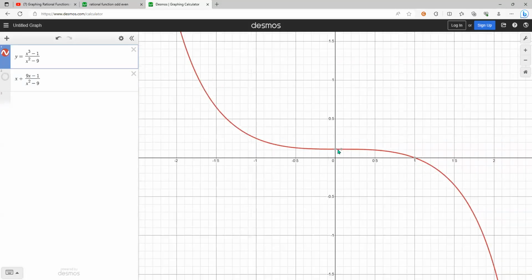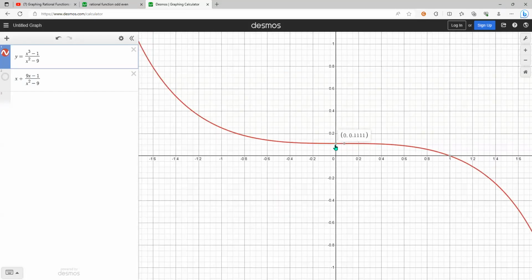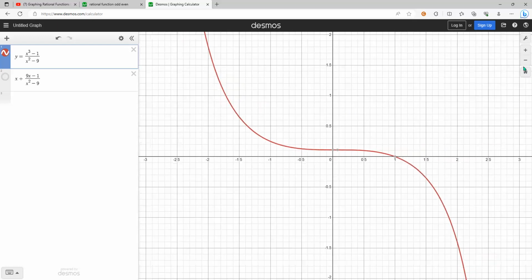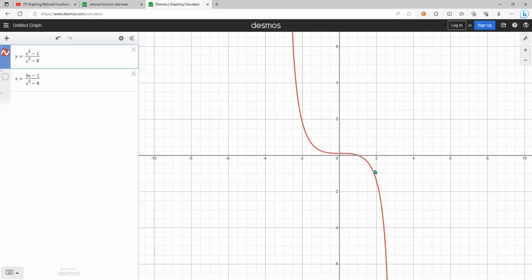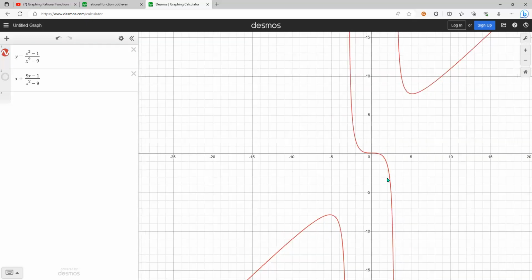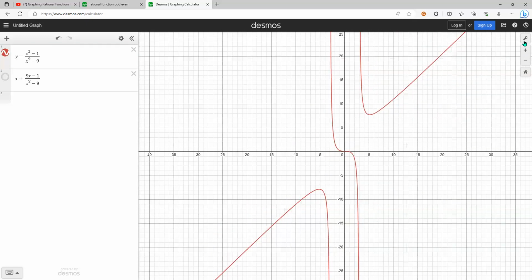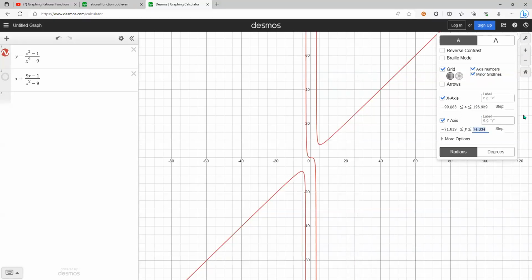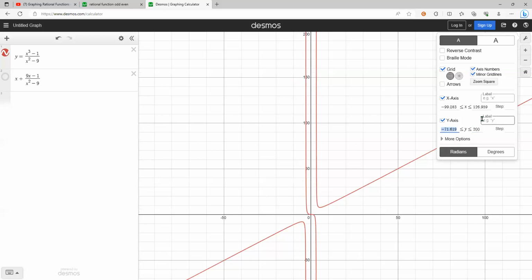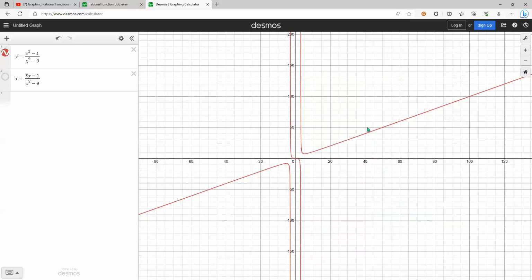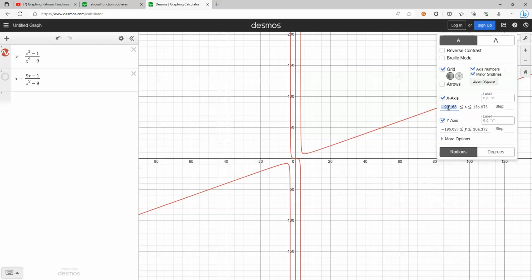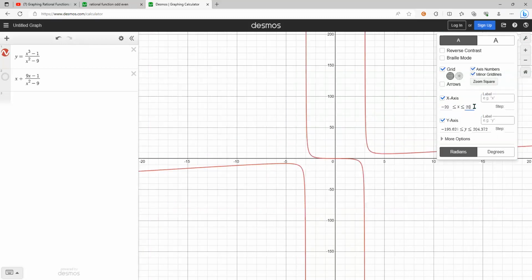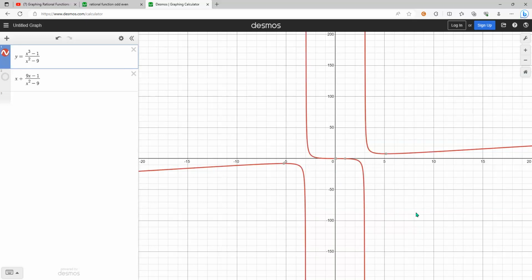Let me think. Oh, okay. I see. I made a mistake. This is how the graph actually looks. Can you see? Oh, not that simple. This one. Let me try and make it look a little bit nicer. Let's say I go from -20 to +20. It actually looks like this. I see. Okay.